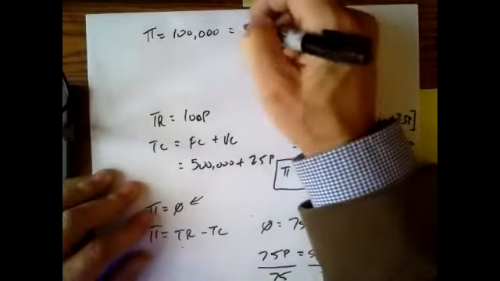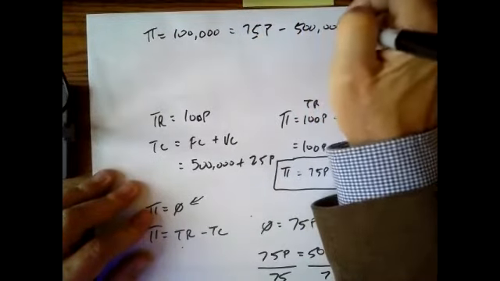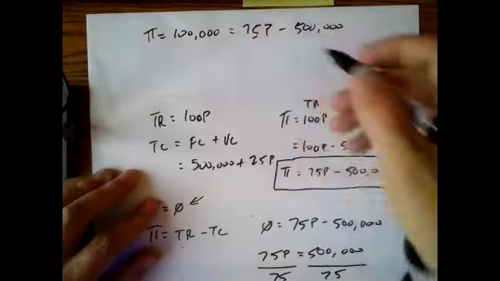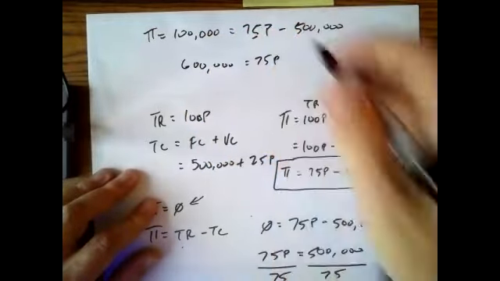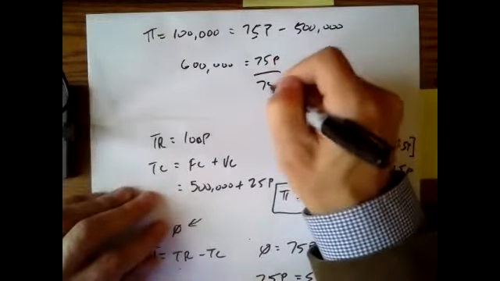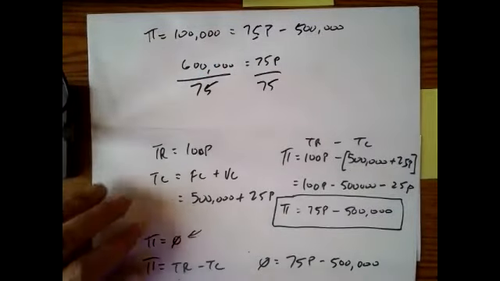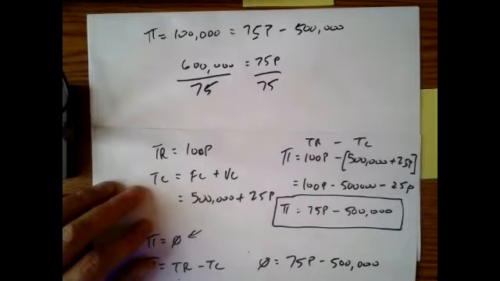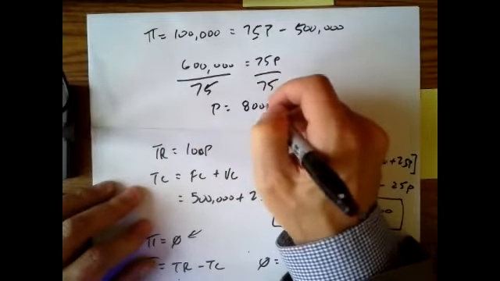So 100,000 equals 75p minus 500,000. Add 500 to both sides, we get 600,000 equals 75p. Divide both sides by 75, and we get a volume of 8,000 procedures. So P equals 8,000.